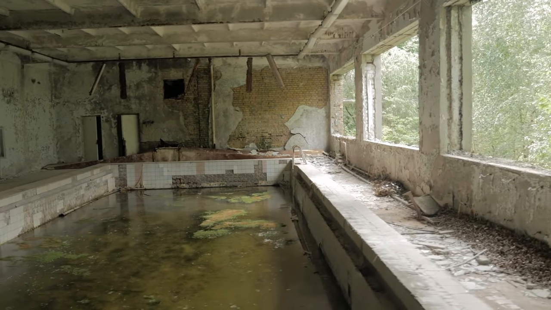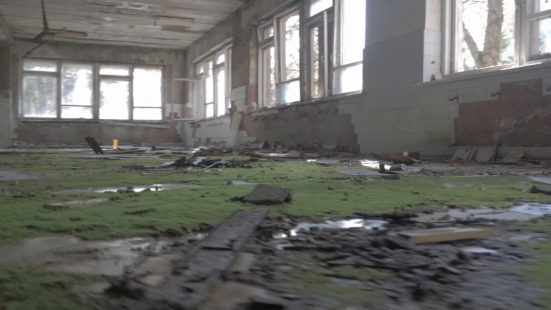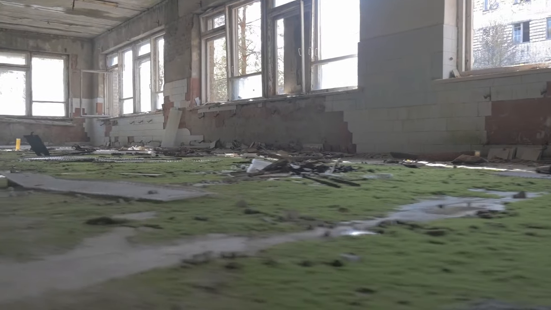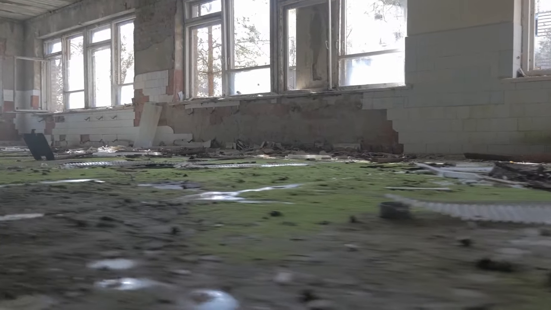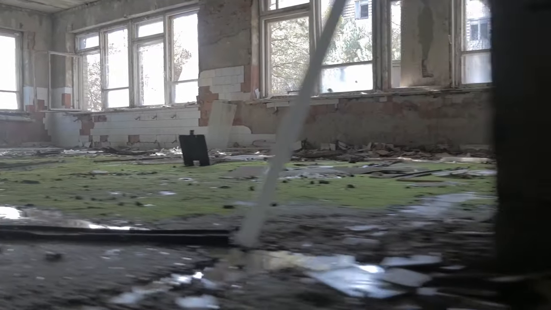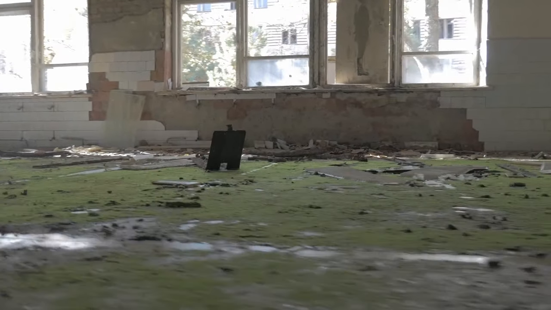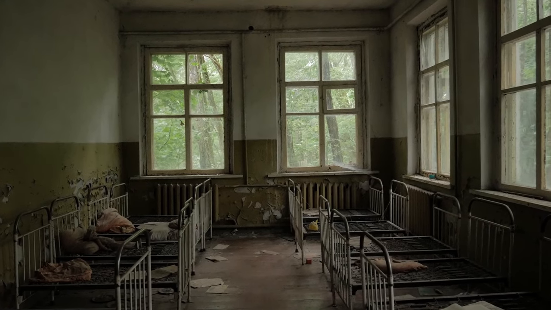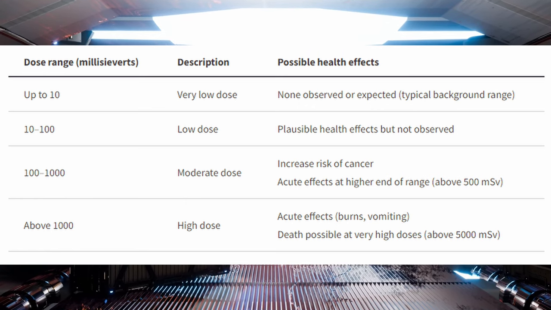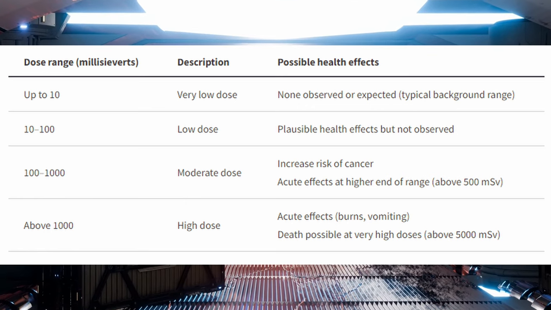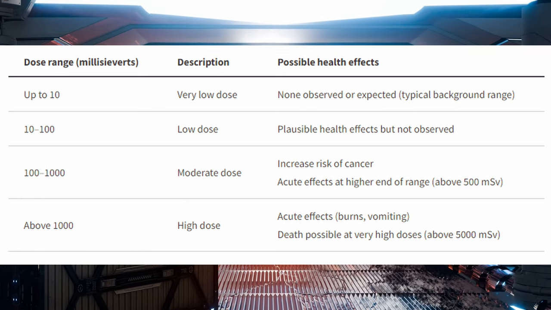The International Commission on Radiological Protection recommends the maximum exposure on top of natural background radiation for radiation workers is 100 millisieverts averaged over 5 years, and 1 millisievert per year for members of the general public. The Australian Radiation Protection and Nuclear Safety Agency have produced this table for the dosage rates required for different health effects. So the question is, how much radiation have I actually been exposed to while filming this video?